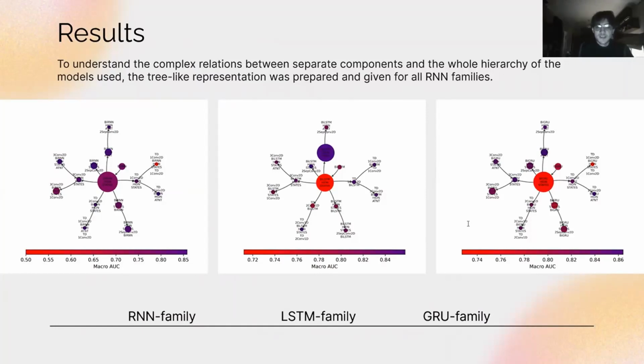To understand the complex relation between separate components and the whole hierarchy of the models used, a tree-like representation was prepared and given for all RNN families. The nodes in the tree-like plots denote the models created, with labels containing information about specific details about the components applied. The edges between nodes denote hierarchical relationship between them. The size of the circles denotes the relative size of the models.